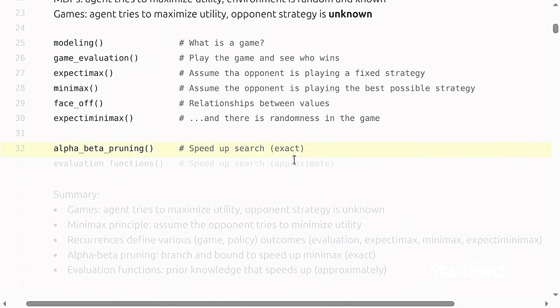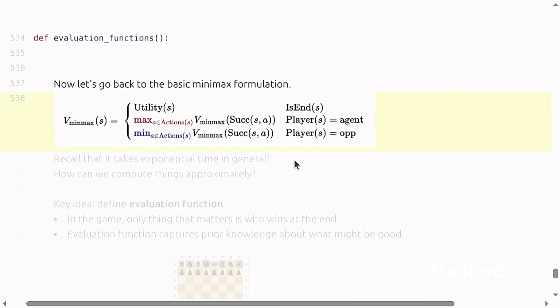Okay. So now the final thing for today is evaluation functions. This is going to be an approximate way to speed up search. So here's the minimax recurrence again.